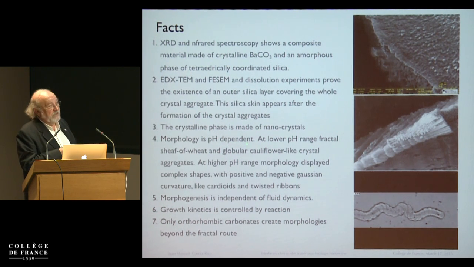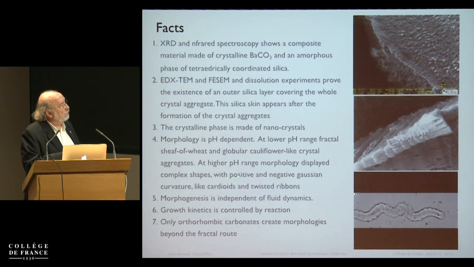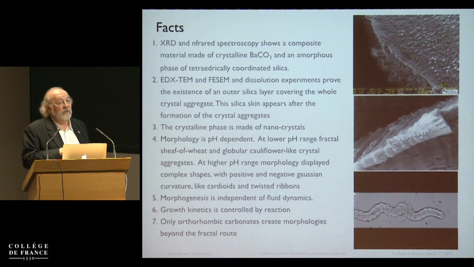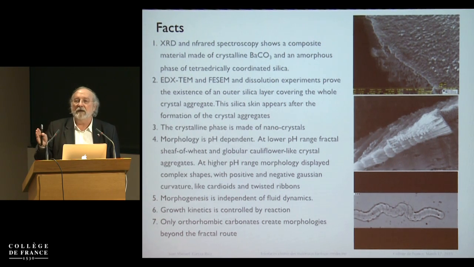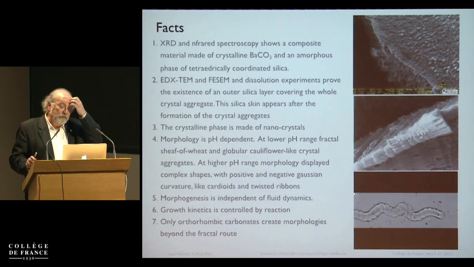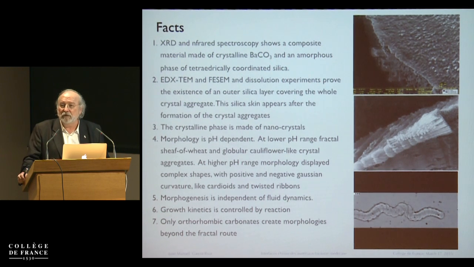And then the morphology is pH dependent, so at lower pH we have only fractal growth, okay? At higher pH, we have morphologies displaying complex shapes with positive and negative Gaussian curvature. This is important: the morphogenesis is independent of the fluid dynamics. So we can have exactly the same morphology in gels and in solution. The fluid dynamics could in principle play an important role, but actually you can have the same kind of shape while manipulating the fluid dynamics, right? This is not related to it.